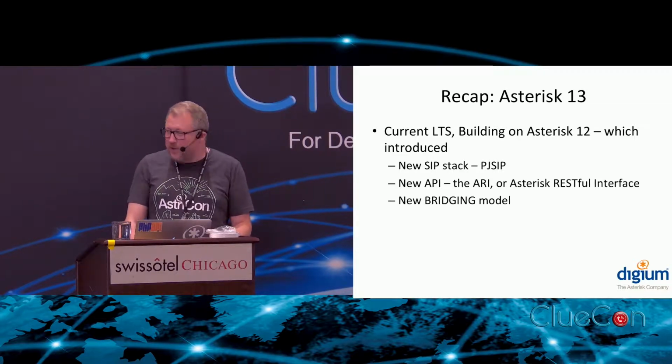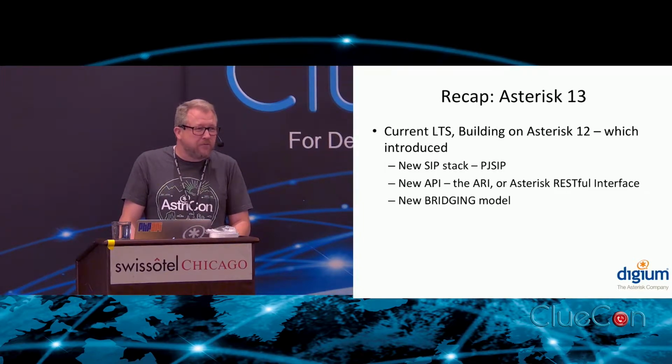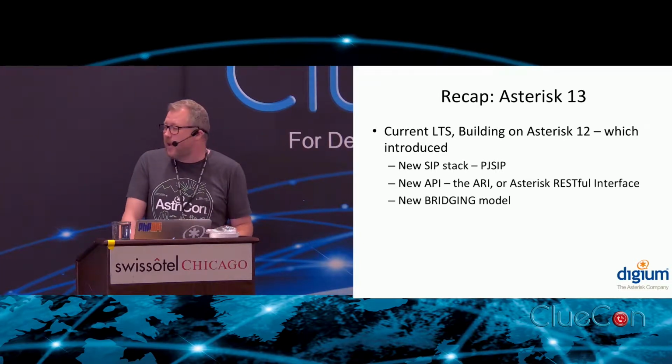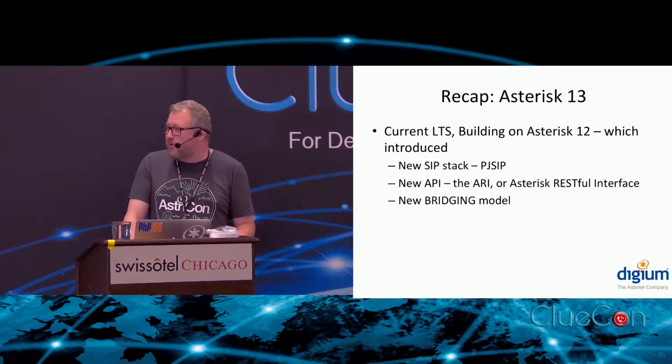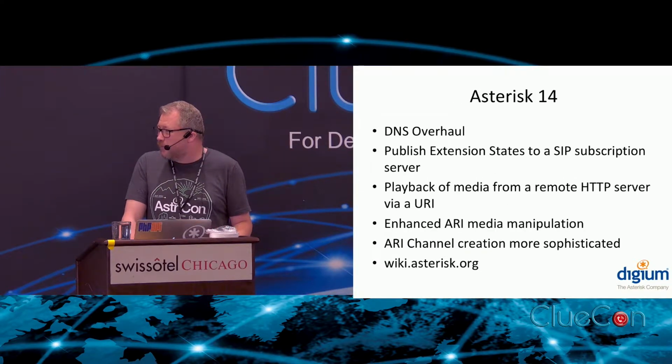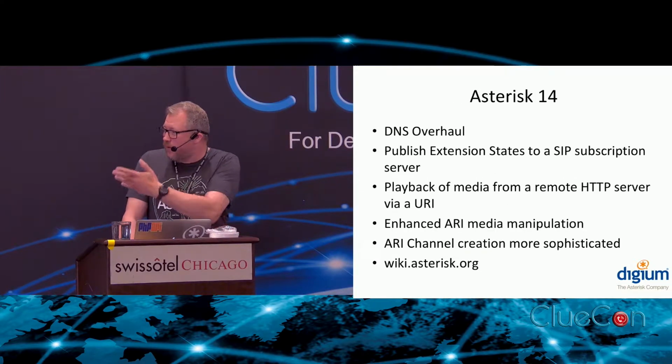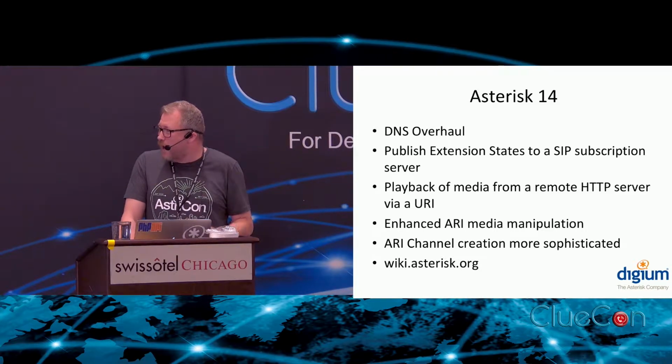And so we had a look at the available open source SIP stacks out there, and PJSIP was the one that we chose. Also introduced a new API, the ARI, the Asterisk RESTful Interface, that presents a RESTful interface to people to get into the middle of Asterisk, and introduced a new bridging model as well at that stage. Then in Asterisk 14, well, the list is there, the DNS overhaul, enhanced ARI media manipulation.